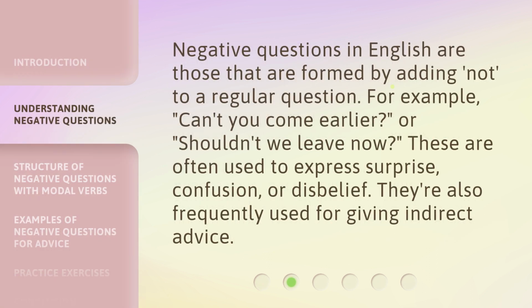Negative questions in English are those that are formed by adding not to a regular question. For example, can't you come earlier? Or, shouldn't we leave now? These are often used to express surprise, confusion, or disbelief. They're also frequently used for giving indirect advice.